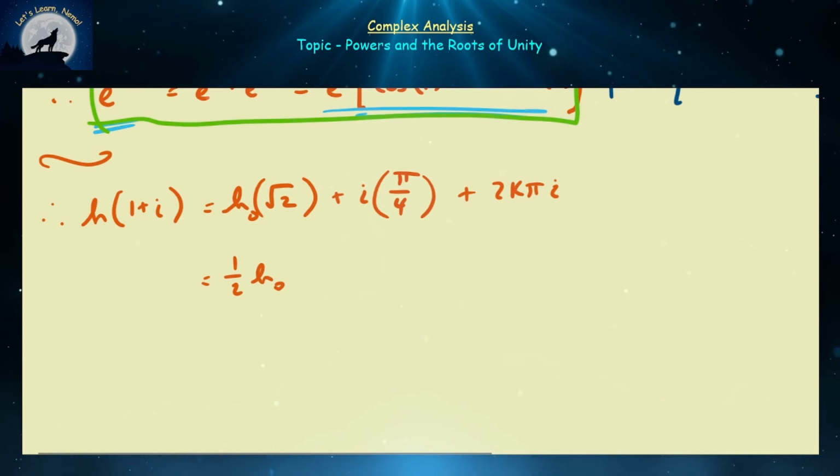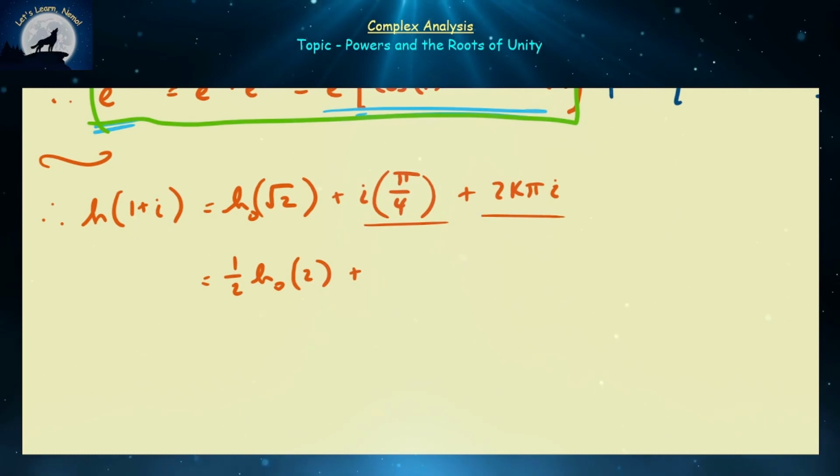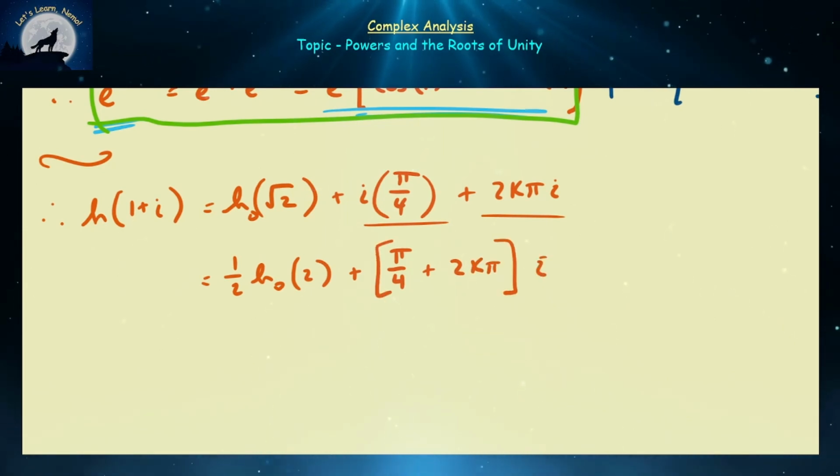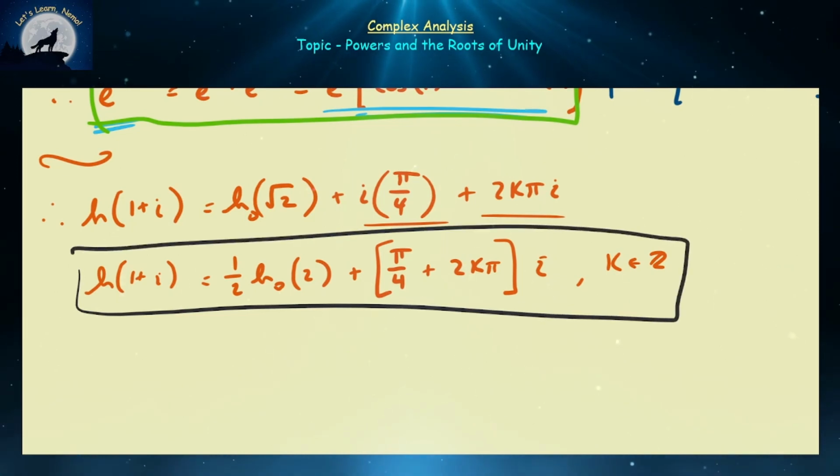So we have 1/2 times the principal value of the natural log of 2, and then we can clean this up by factoring an i out of the right-hand side, let's say. And let's do pi over 4 plus 2k pi times i. And here k is an integer. All right, so that's what the natural log of 1 plus i is in its full form.